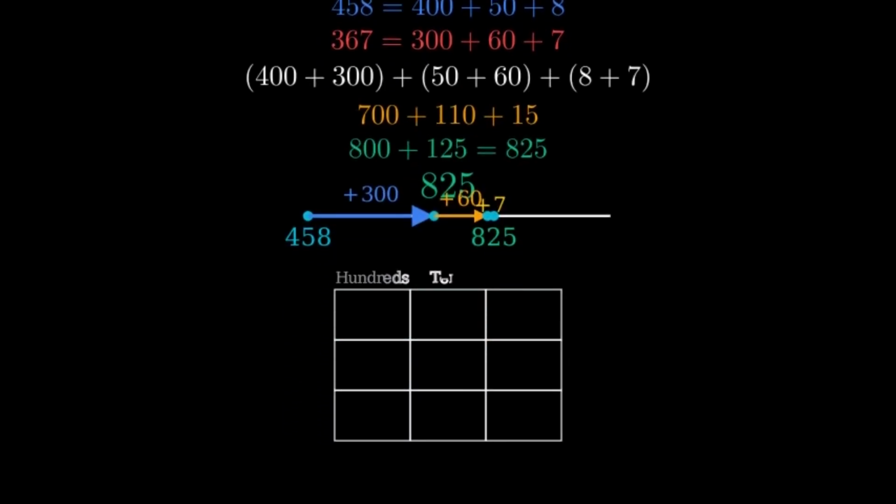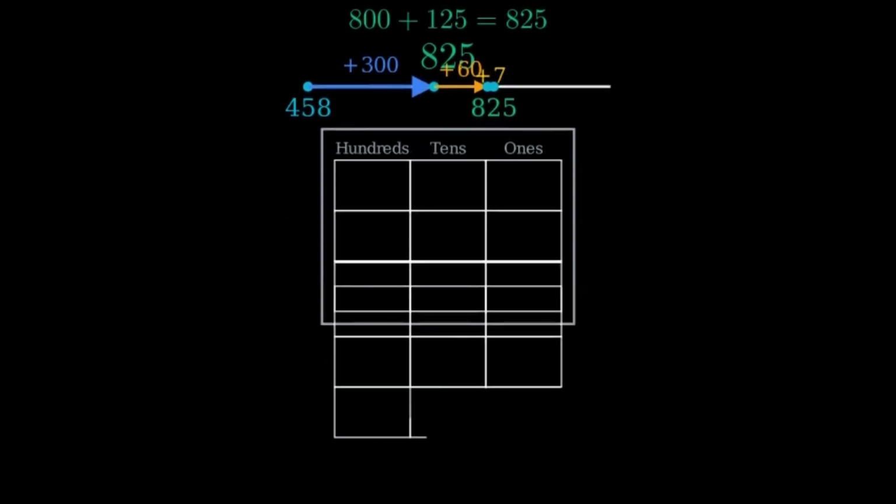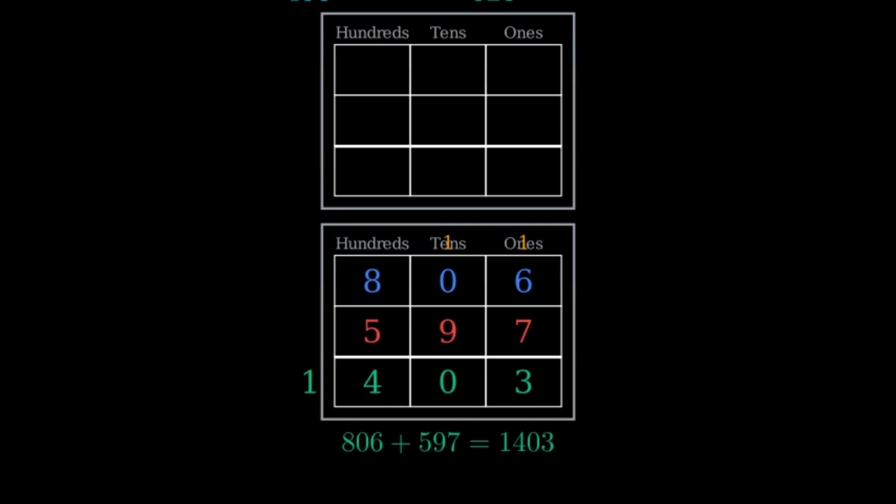Now a trickier addition. 806 plus 597. Standard algorithm first. Ones. 6 plus 7 is 13. Write 3 and carry 1. Tens. 0 plus 9 plus the 1 is 10. Write 0 and carry 1. Hundreds. 8 plus 5 plus 1 is 14. The sum is 1,403.